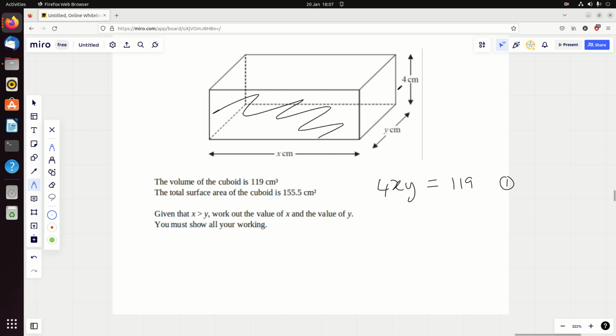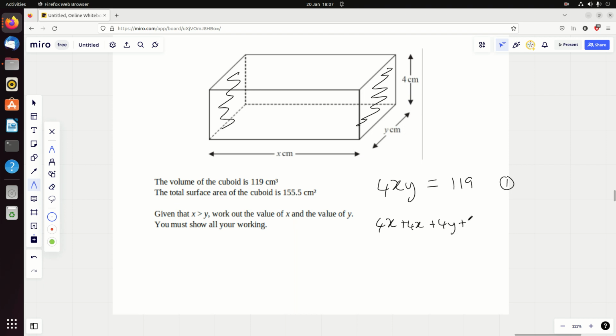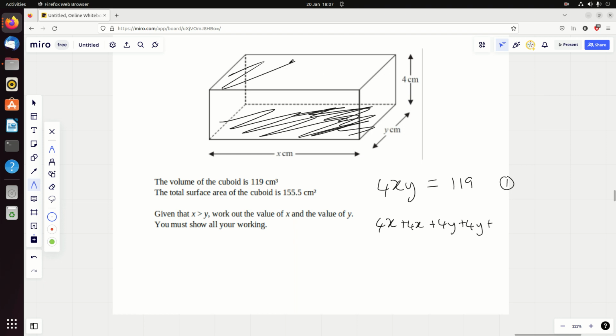Okay, you've got this face and the back face. Well, they're both 4x. 4x plus 4x. Let's get rid of those now. So I've done the front and the back face. I'm now going to do the sides, that side and that side. Now that's 4y and 4y. We'll simplify that in a second. And then finally I've got to do the top and the bottom. Well, that's an xy and an xy.